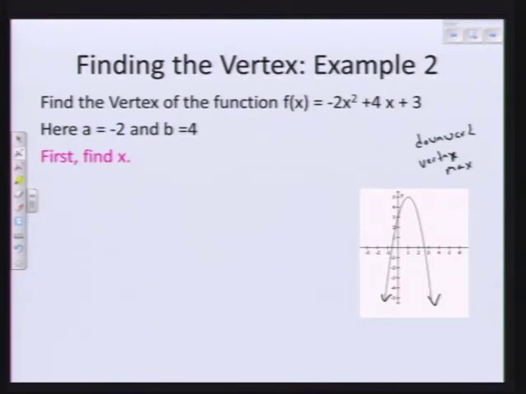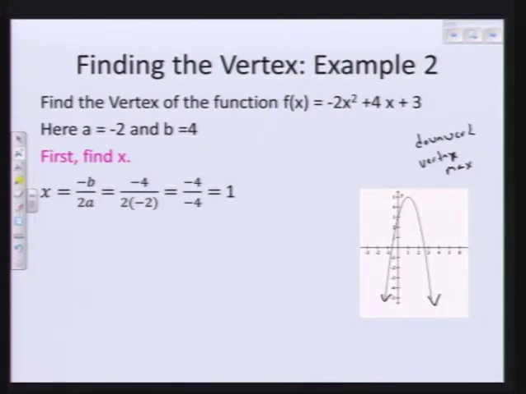So we're going to first find x. And so once again, we're going to plug into the equation x is equal to minus b over 2a. And so we have -4 divided by 2 times -2. So we end up with -4 over -4, which comes out to be equal to 1. So everybody's relieved, we've got x is equal to 1.